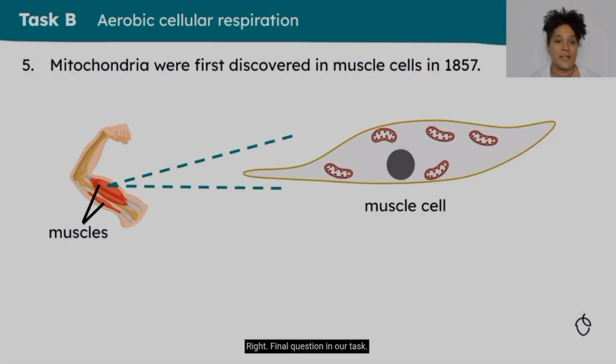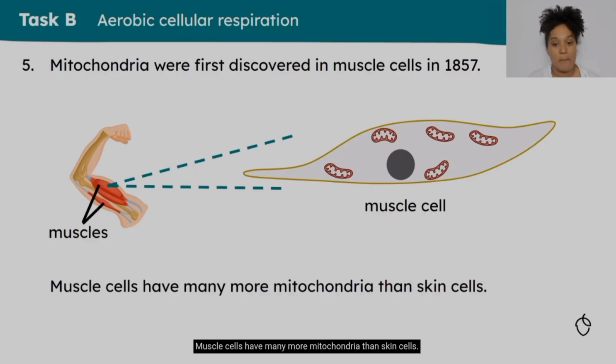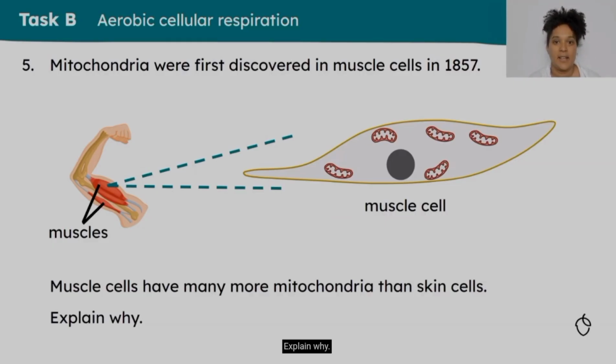Right, final question in our task. Question number 5. Mitochondria were discovered in muscle cells in 1857. Muscle cells have many more mitochondria than skin cells. Explain why. So, again, you'll need to pause the video to give yourself enough time to think about that and write down your answer. Click play when you're ready to see the answers. Good luck.